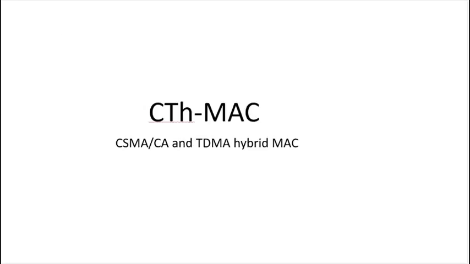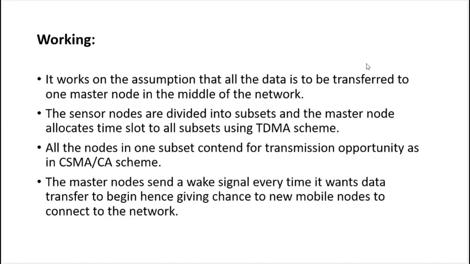Another protocol for mobile nodes is the Hybrid MAC protocol or CTH MAC protocol, which is a combination of CSMA-CA and TDMA protocol. It works on the assumption that all the data is to be transferred to one master node in the middle of the network. This is called the sync node. The sensor nodes are randomly distributed around the sync node in a 3D space. It also assumes that the master node is aware of the initial position and initial velocity of all the sensor nodes.